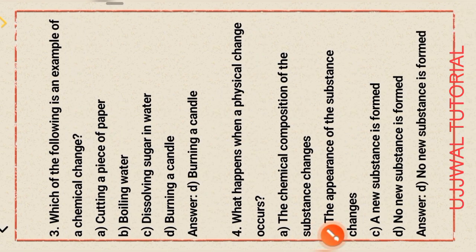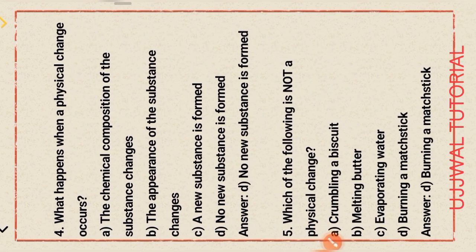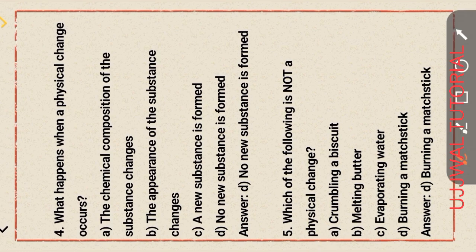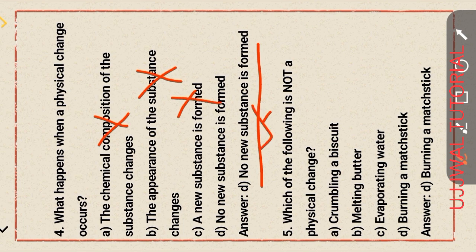Next question, question number 4. What happens when a physical change occurs? Option D, no new substance is formed. But option A, chemical composition of the substance changes, wrong. Appearance of the substance changes, wrong. A new substance is formed, wrong. So option D is the right answer.